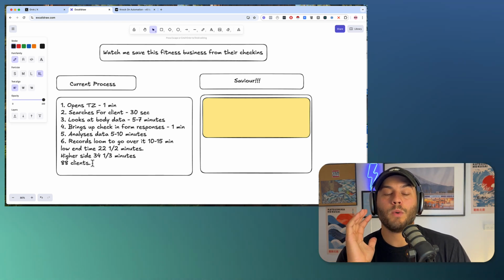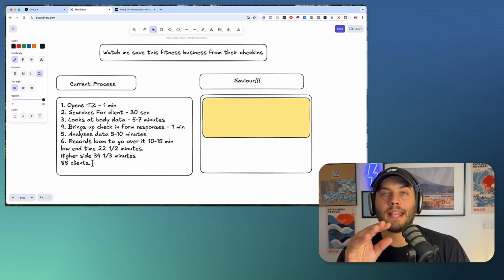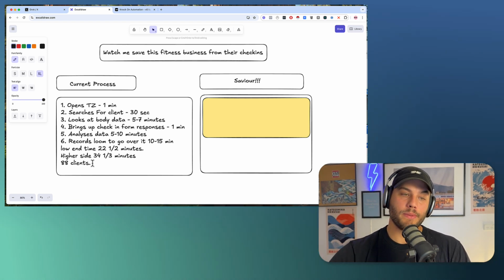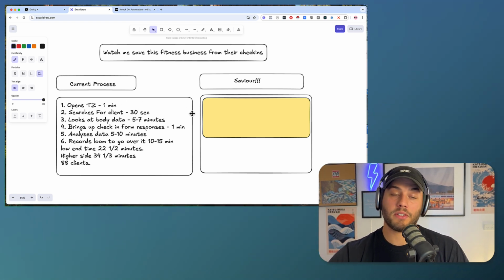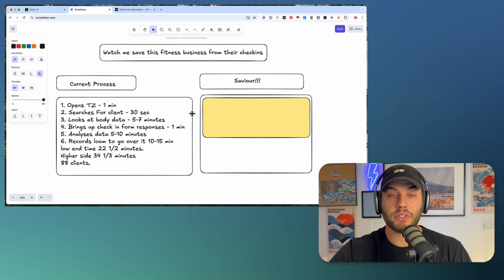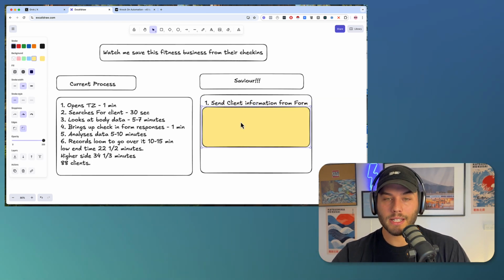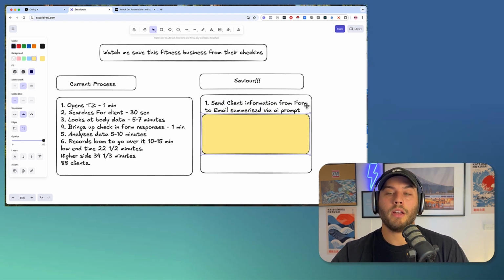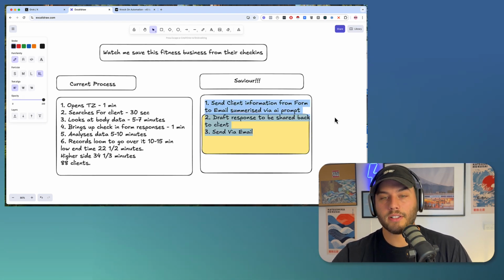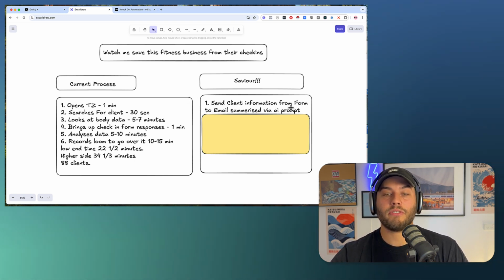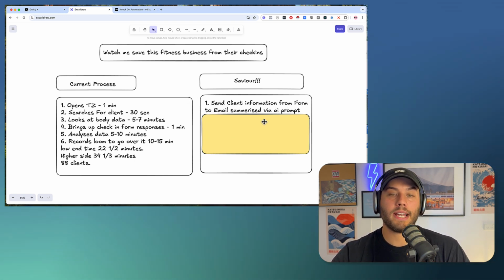So what you need to do is look at this process and see how it can be pivoted. Now, instead of doing Looms, this is the solution that I did for the client, but I'm going to go through some other solutions as well, for how you can improve your check-ins. So the first thing that we did was send the client information from the form to email, summarized via an AI prompt.